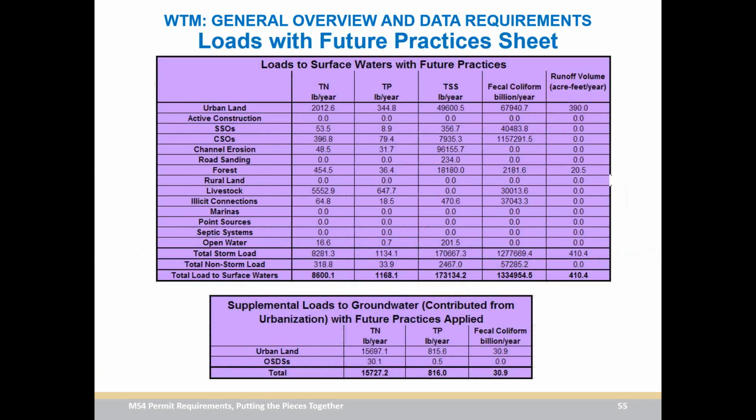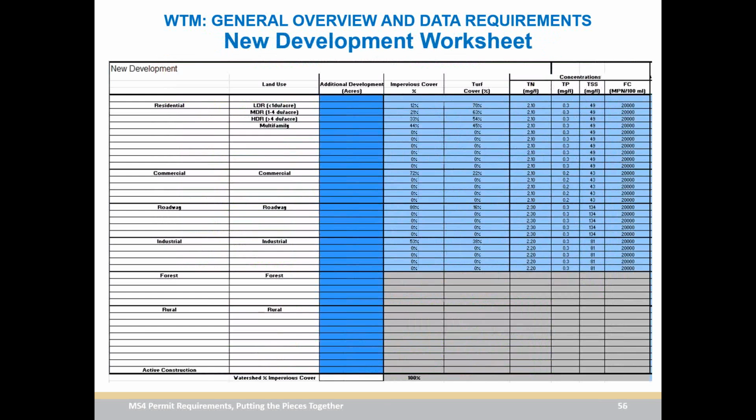And once you've determined or input any future plans for what you're going to implement in your watershed, you can see the results on your surface and groundwater loads and see how much you're going to reduce total nitrogen, phosphorus, and TSS, or bacteria as well. If you have new development that's going to occur in the future in your watershed, there is an opportunity to implement it and see what that effect will be in the watershed.